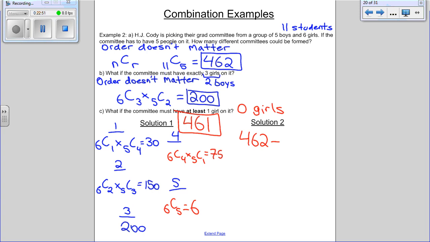So if I'm selecting 0 girls, how many boys did I select? 5. 5 choose 5. What we don't want. This is all the possibilities. So all, and then subtract the complement, the opposite of what they want.